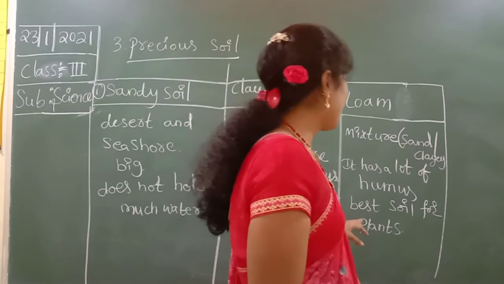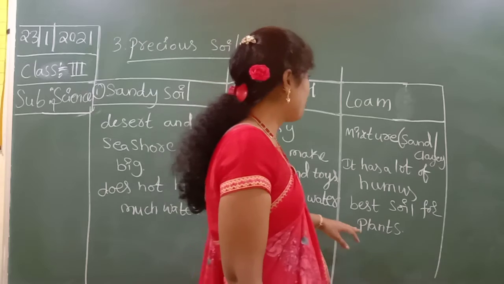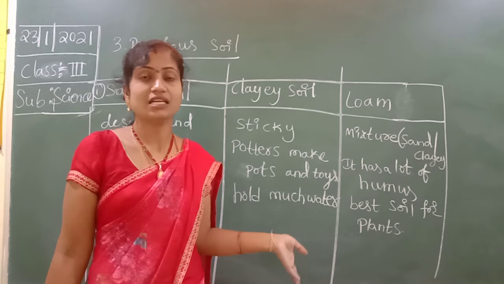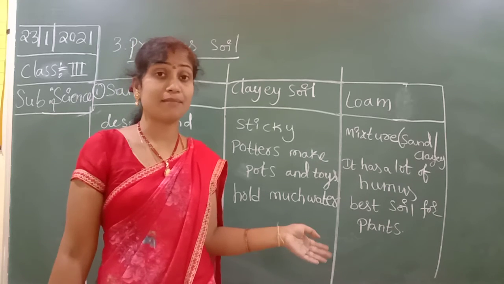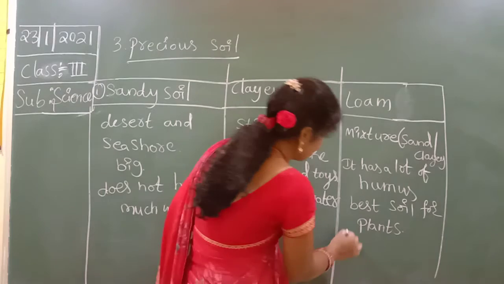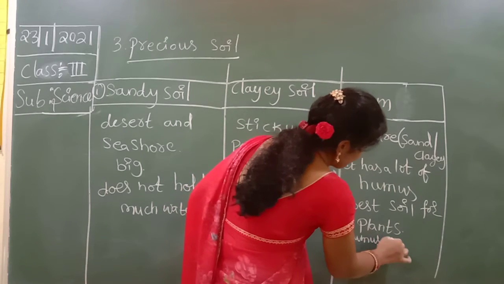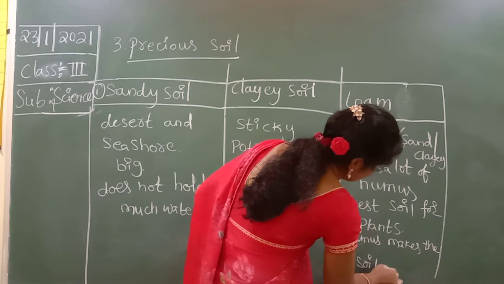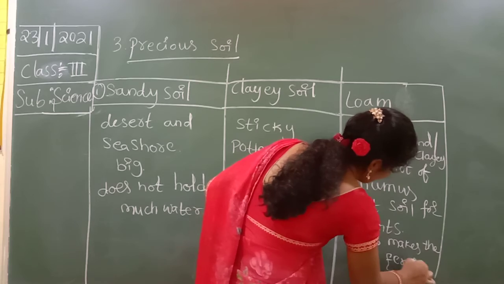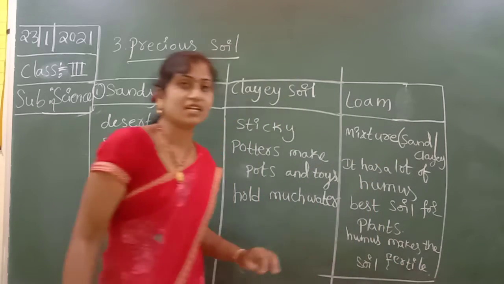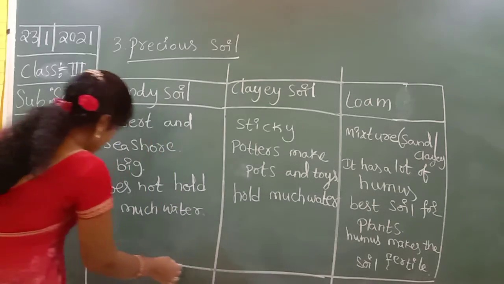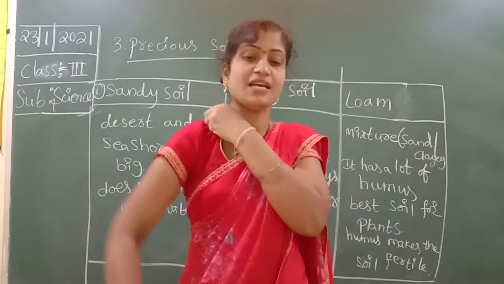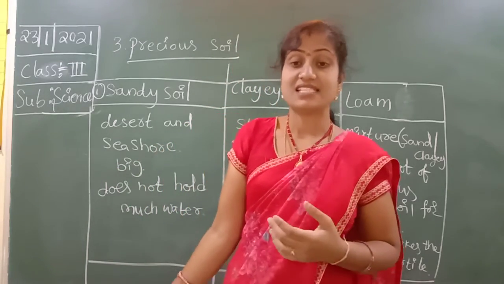Air, water, humus. Humus makes the soil fertile. Air and water are all in that soil. Humus makes the soil fertile. Fertile means that it is very good for crops. Okay children, we can understand this lesson very easily.